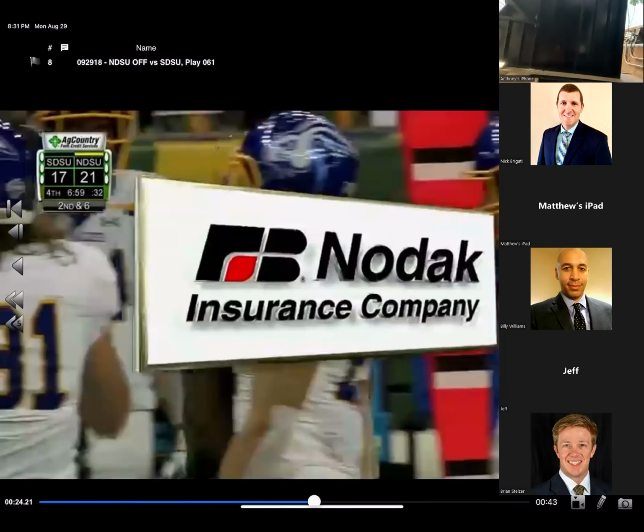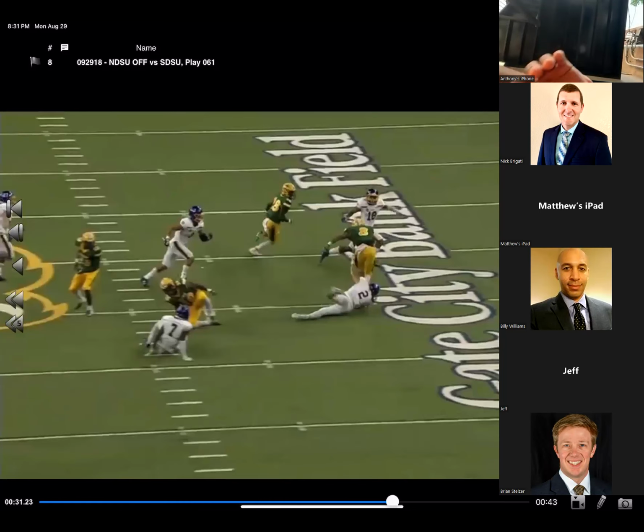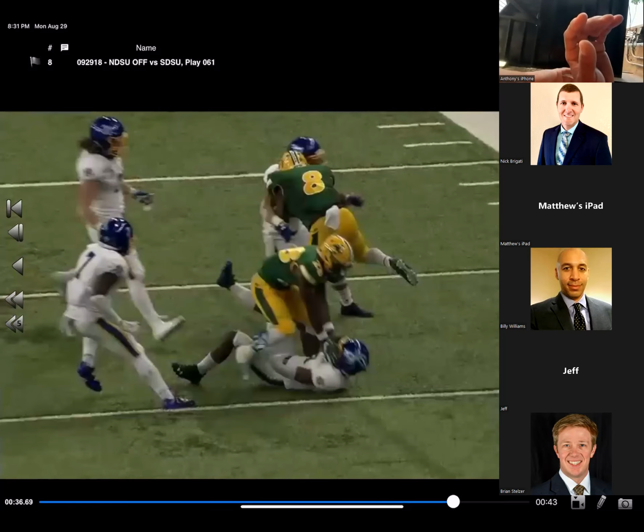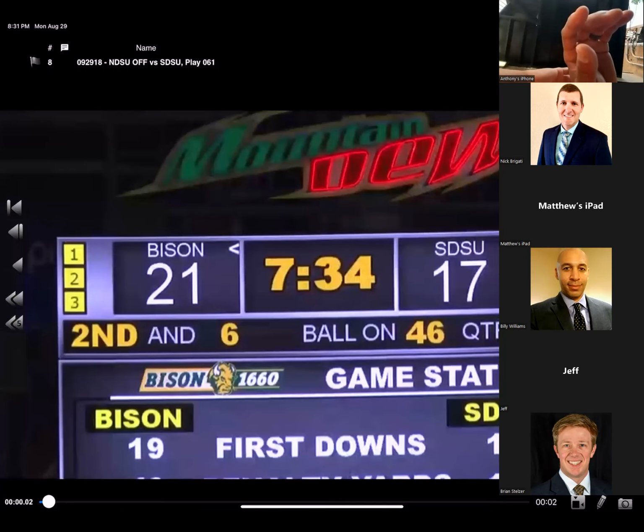Here's again on the Nodak Insurance Company replay. The inside handoff goes to Anderson, who rolls over on the body. So quick. Stays up. Was his knee down? He was down. They called it dead. There's nothing you can do about it after that. The play stops because the whistle came out. Was not happy at all about that call.